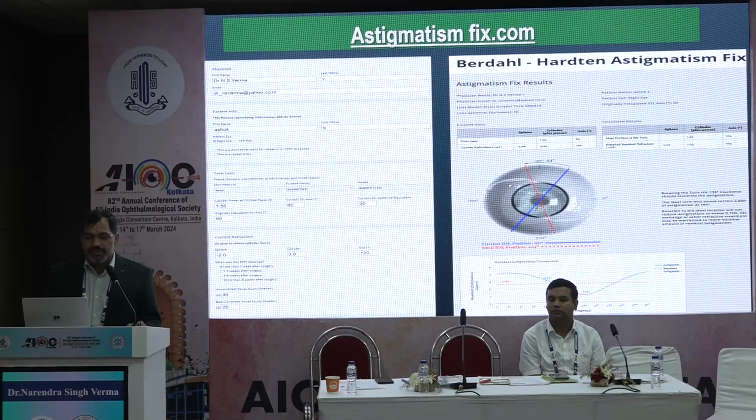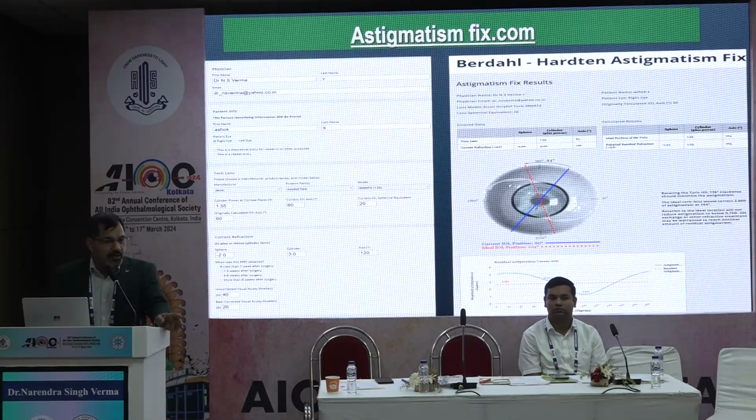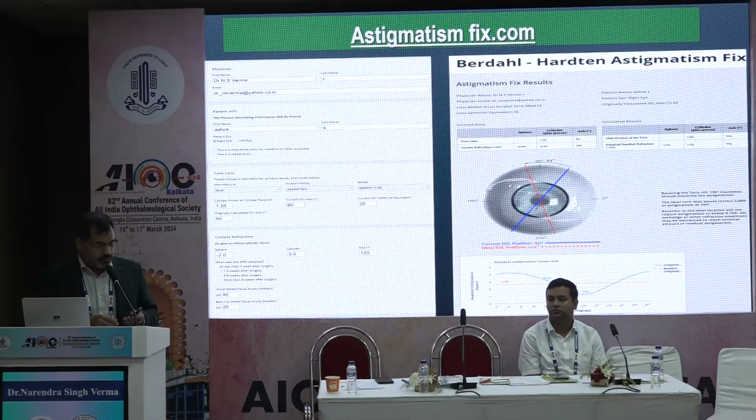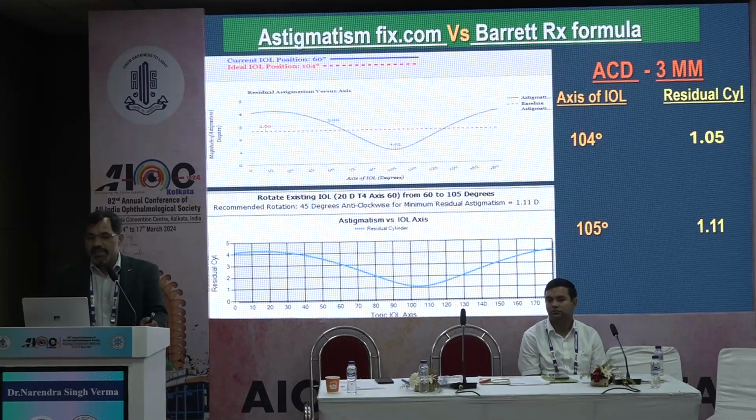This is astigmatismfix.com. In this, only a few data are required. It gives us how much rotation is needed: current IOL position is 60 degree, ideal IOL position is 104 degree. So it tells us how much rotation we have to do and what the residual refractive error will be. It is telling us only two things. Let us compare these two calculators.